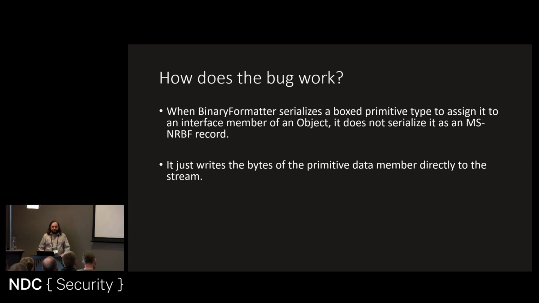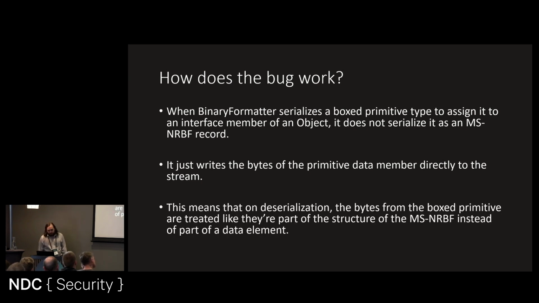So instead of having these records that say, okay, we're going to have an integer here, the integer has this many bytes, and then here's the integer data, it just says, here's the integer data, which means that all of that metadata is just not present. And that means on deserialization, when it's trying to read those bytes, it's expecting MSNRBF, and instead it's just got the bytes for your string or integer or whatever. And that means that a lot of scenarios are just going to break.